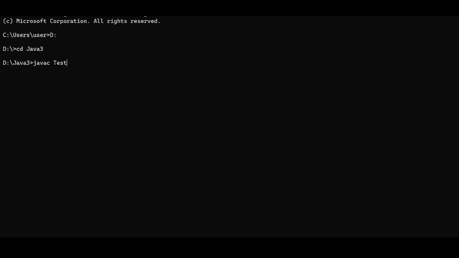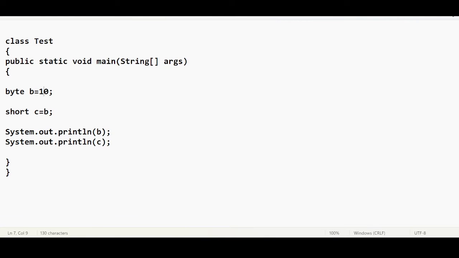Java C space test.java compilation, Java space 1010. Right, the value of b is 10, value 10 is assigned to b. So when you print B, the output is going to be 10, right?